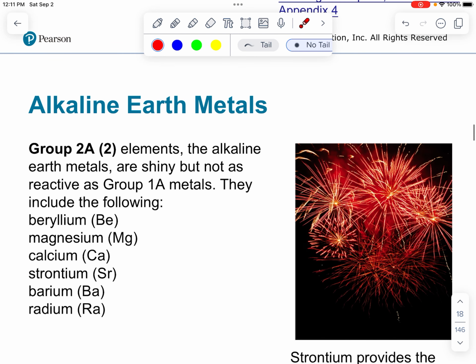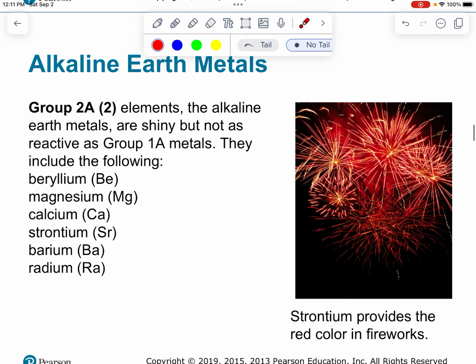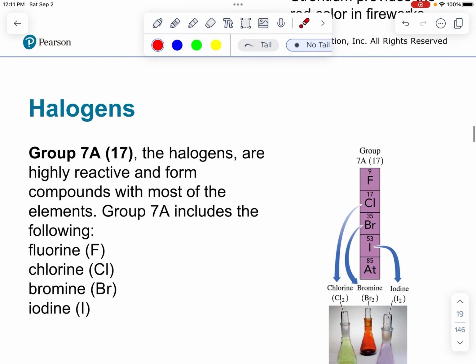The alkaline earth metals, they're in the second group, and they include beryllium down to radium. They're not as reactive as the 1As. They like to have 2+ charges.